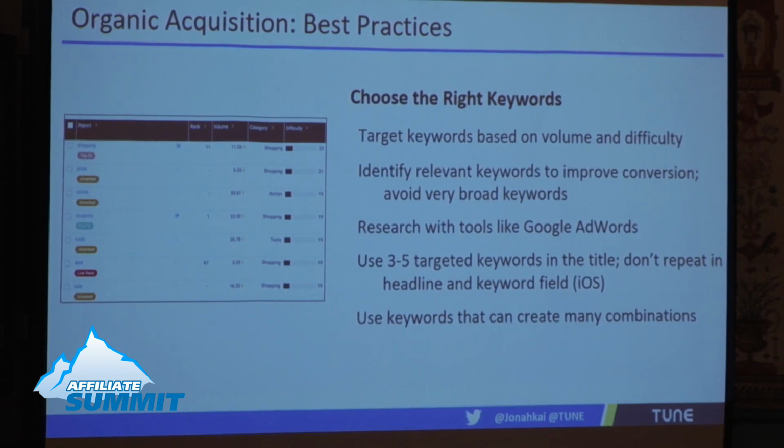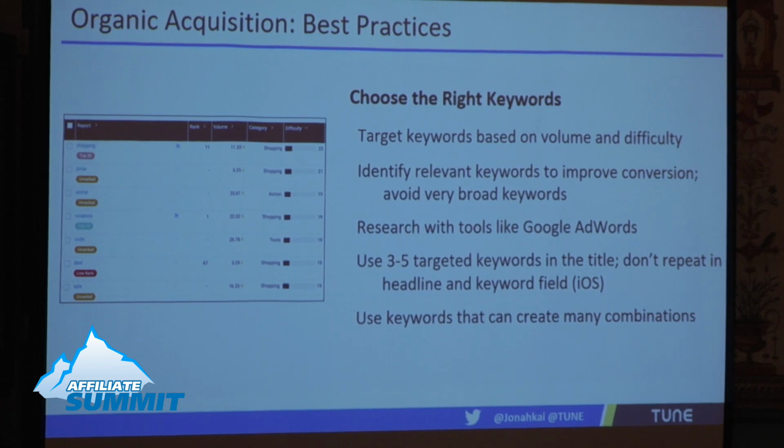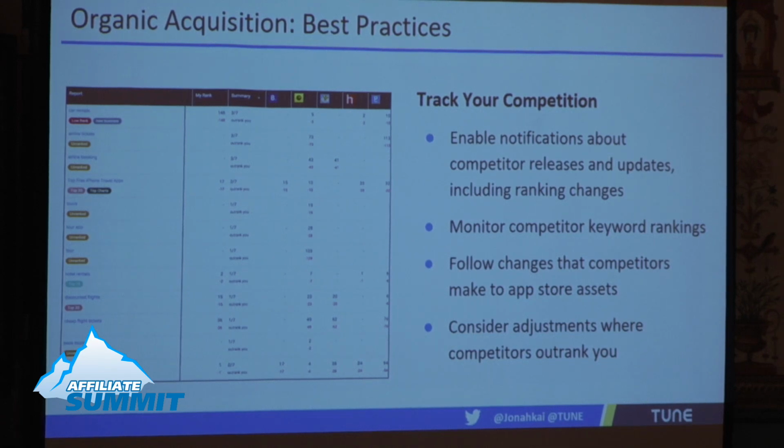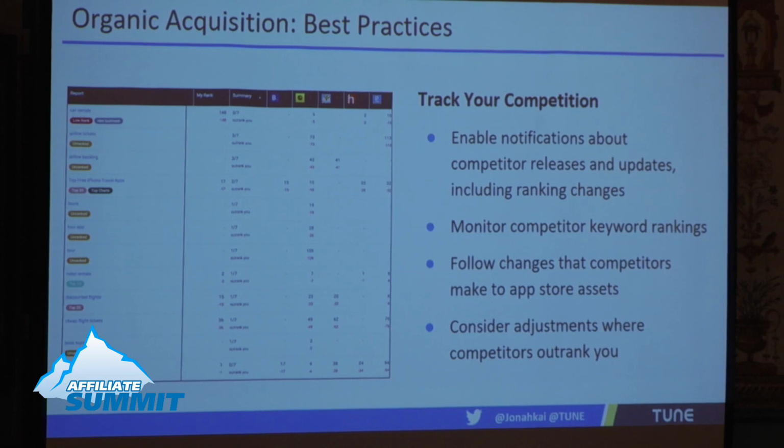Keywords, right? Choose the right keywords. So this is similar to SEM. If you're doing keyword targeting, make sure you have the right keyword strategies in place. Track your competition. This is a really unique thing about the App Store, that you can get some really good information about your competition and what they do, the keywords they use. We have a tool called App Store Analytics, which is basically what is called ASO, App Store Optimization, and we allow customers to track all of their information through that product.